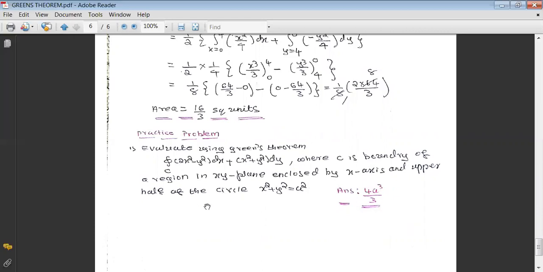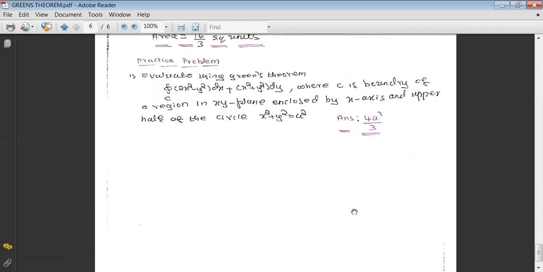the RHS of Green's theorem, so that easily this is your M and this is your N. Try to apply. First draw the diagram for this scenario, set the limits for y first, then take the limits for x and evaluate. So you may get the answer as 4a cube divided by 3.